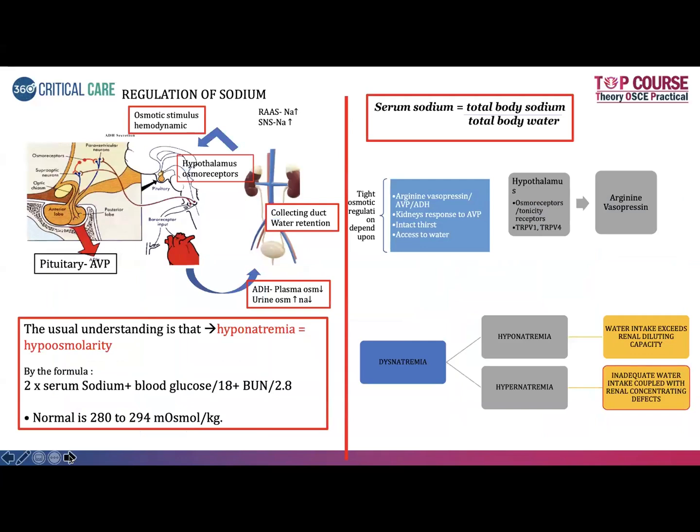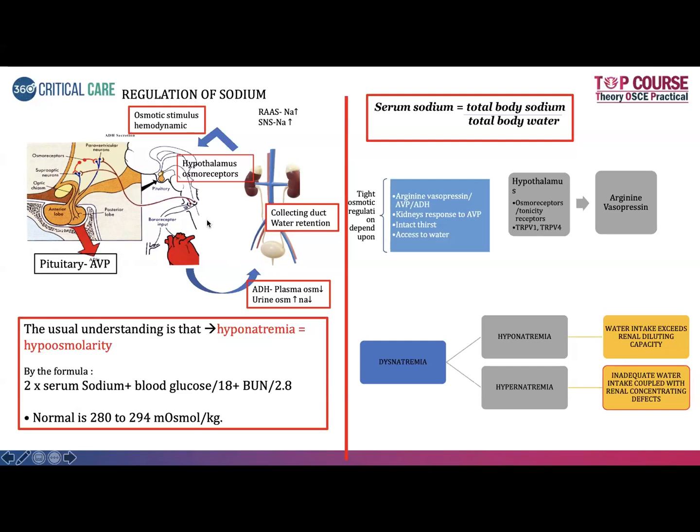A small word on the regulation of sodium. When there is a volume deficit or when there is hyponatremia, the osmolality of the blood changes. So what contributes to the osmolarity? We all know the formula for osmolarity is 2 times sodium plus blood glucose divided by 18 plus BUN divided by 2.8. So the normal osmolarity is 280 to 294. This is contributed majorly by the sodium, okay, because it is 2 times the serum sodium.